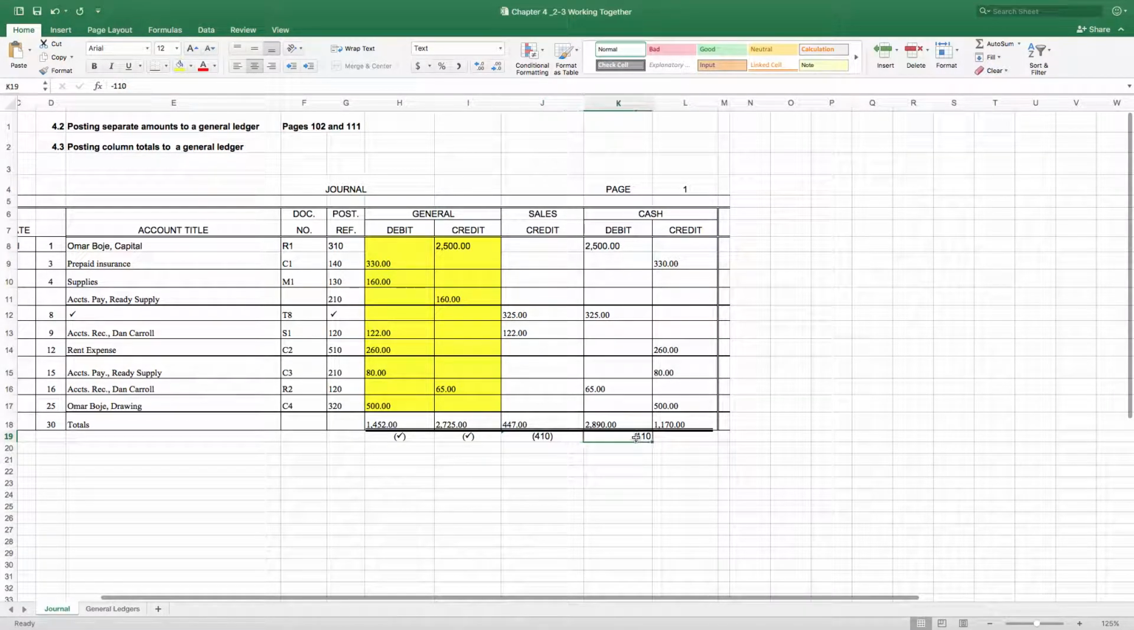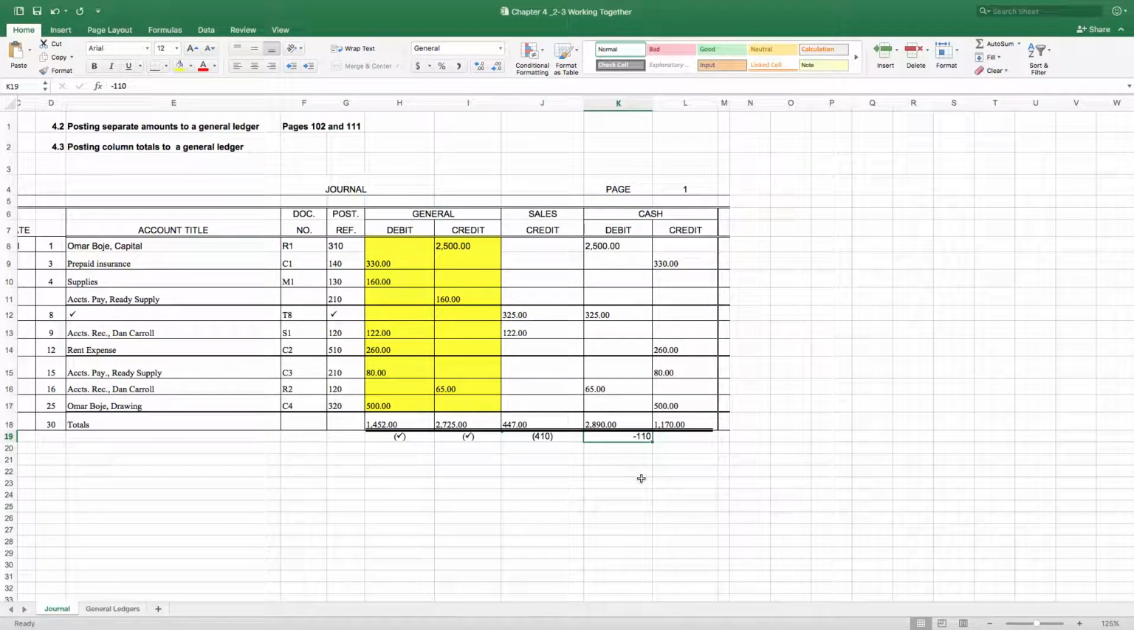Now, let me show you how to format it so that it will not put the negative sign. All you do is put the apostrophe in, okay? And then just put it in parentheses, and it will not put the negative sign in there for you. The apostrophe forces Excel to recognize a number as though it was a word. That's all it does. So let's move on to the cash credit column.